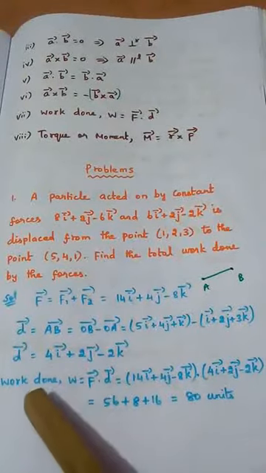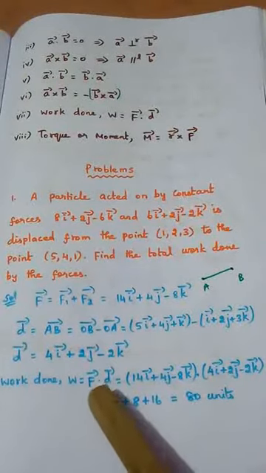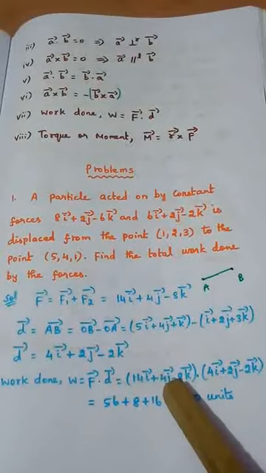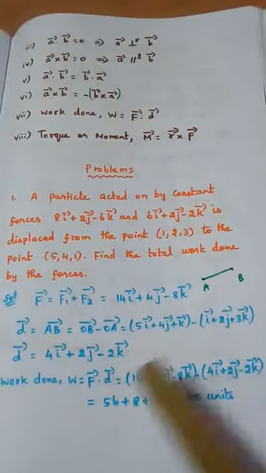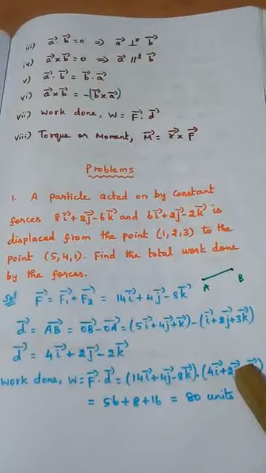So write the formula for work done. W is equal to F vector dot D vector. In the first bracket I have written the force vector. In the second bracket I have written the displacement vector answer.